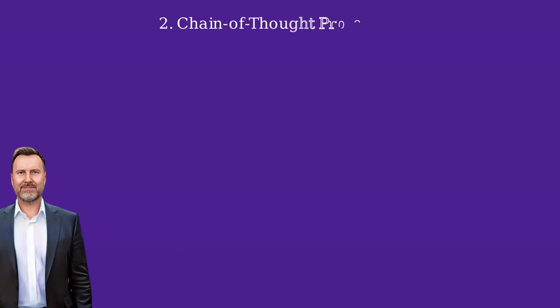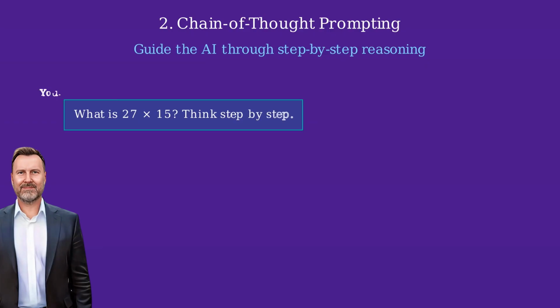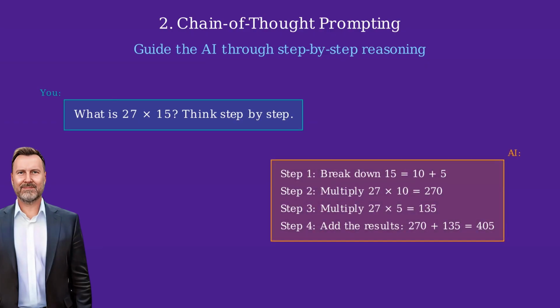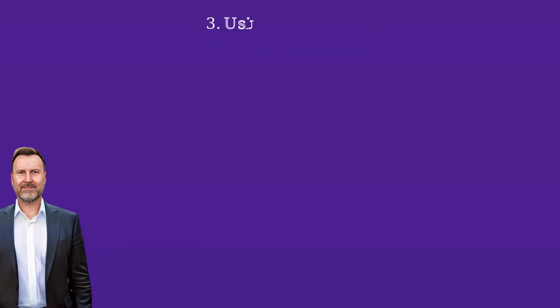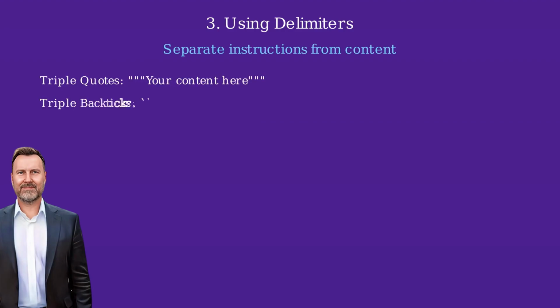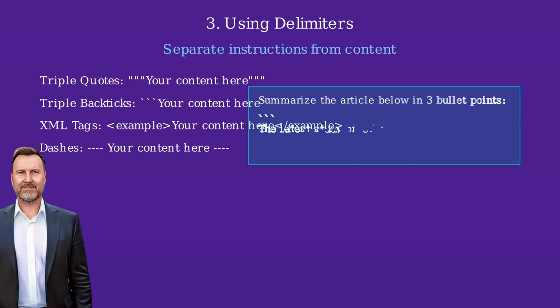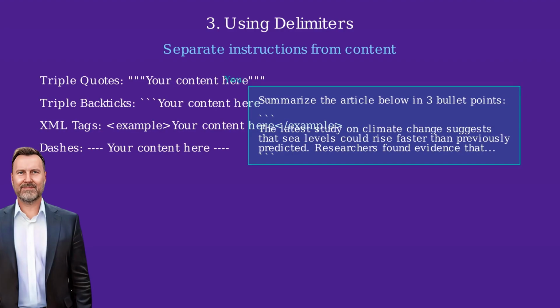Chain of thought prompting asks the AI to work through a problem step by step. This technique produces more accurate results for complex problems by forcing a structured thinking process. Using delimiters helps you clearly separate instructions from content. This is especially useful when you want the AI to analyze or transform specific text.